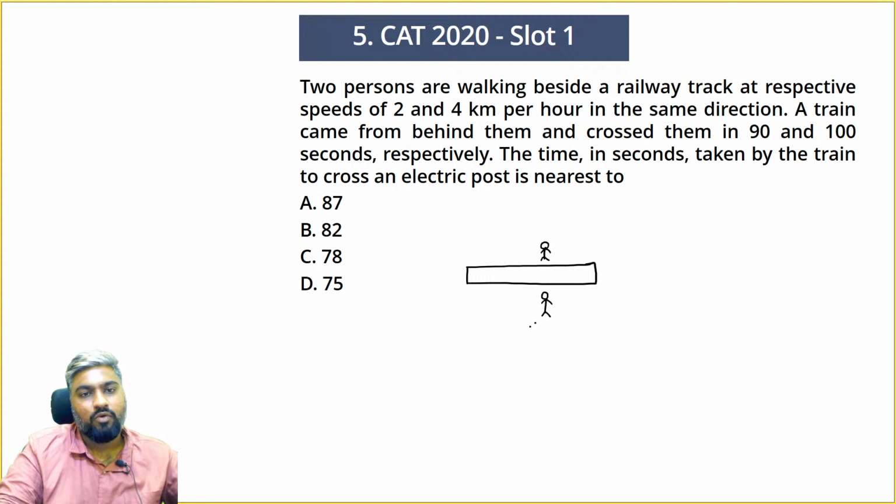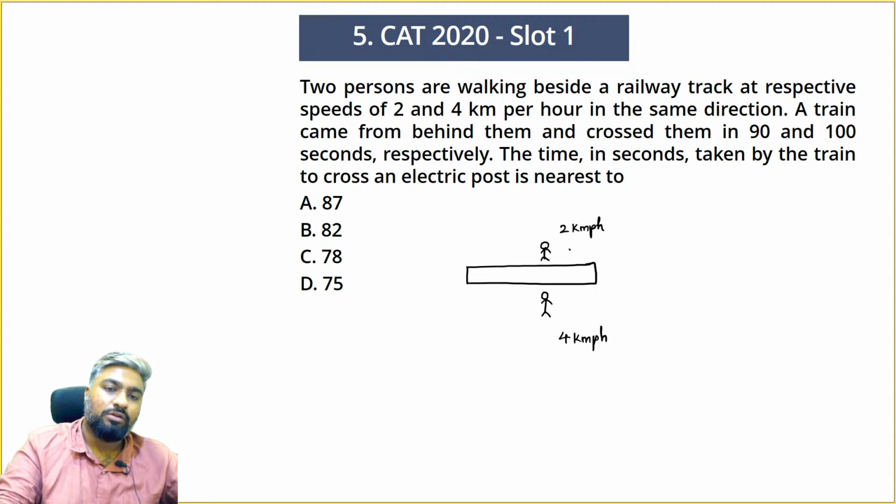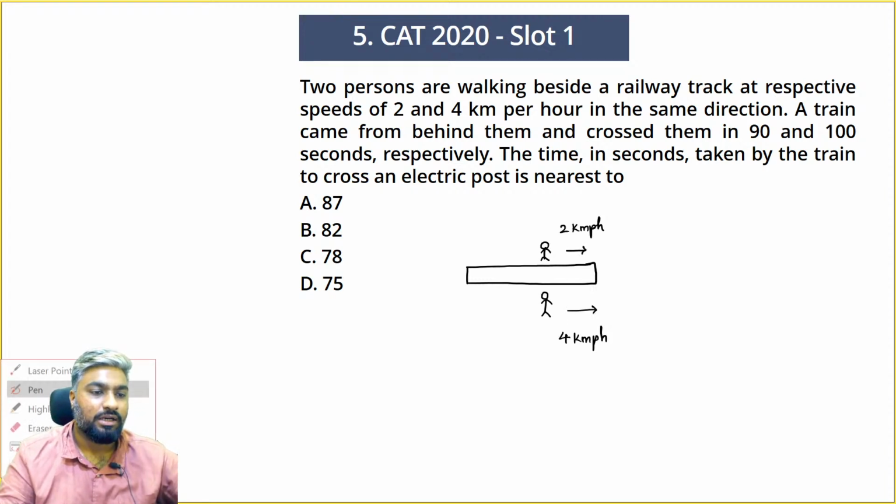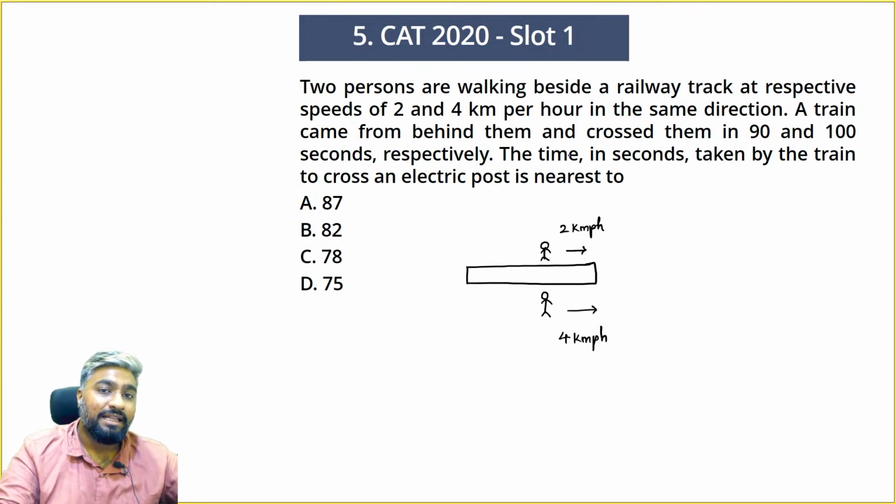Two persons walking beside. Speed is what? One guy's speed is 2 kilometers per hour, another guy's speed is 4 kilometers per hour, and they're both moving in the same direction. Done? First situation sorted. Next, what are they saying? A train came from behind them and crossed them.